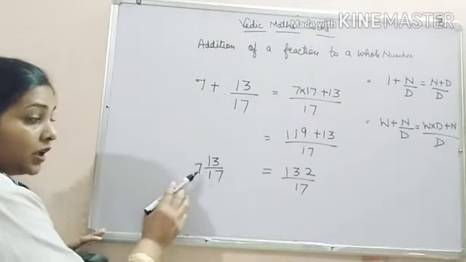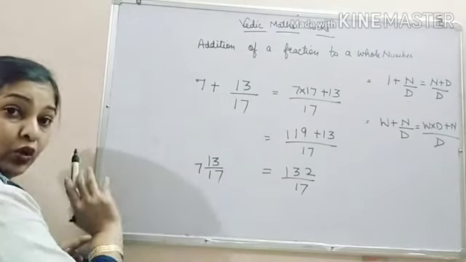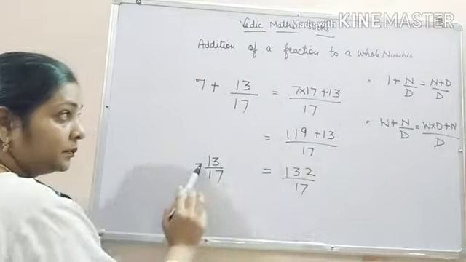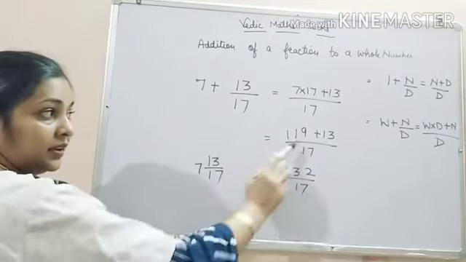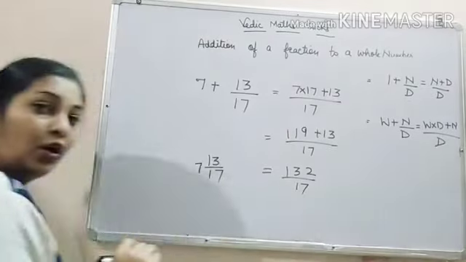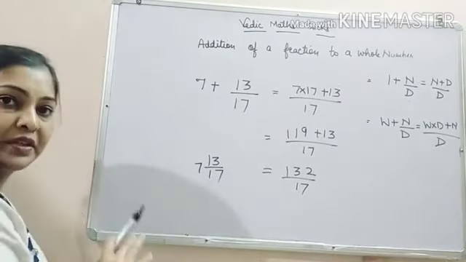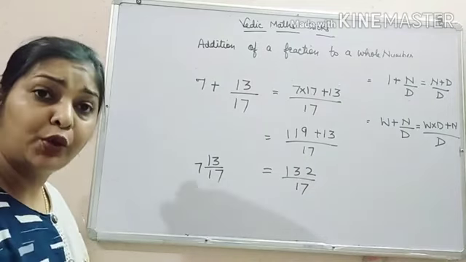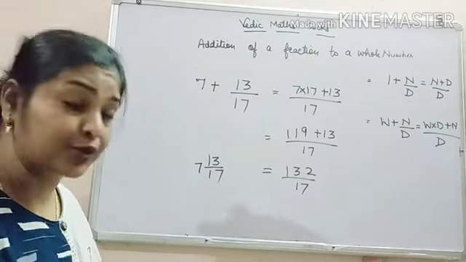See, when you convert a mixed fraction into an improper fraction, it is the same. 7 into 17 plus 13. Isn't it so? So either use this formula or convert it into a mixed fraction and then to an improper fraction. It is up to you which method you choose.